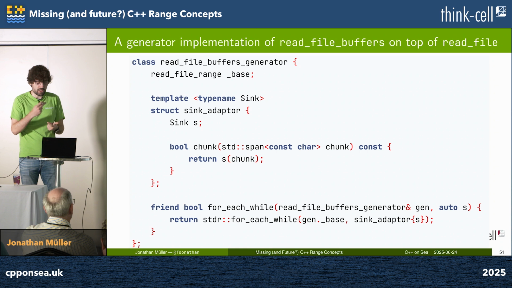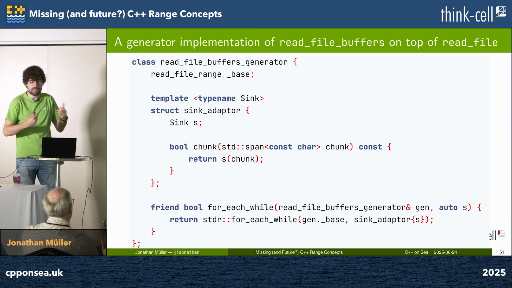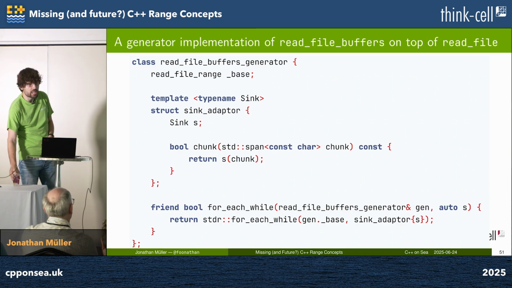So with generators and chunking, we can write very, very efficient ranges code that deals with entire chunks at a time and doesn't have the iterator overhead. Any questions at this point?